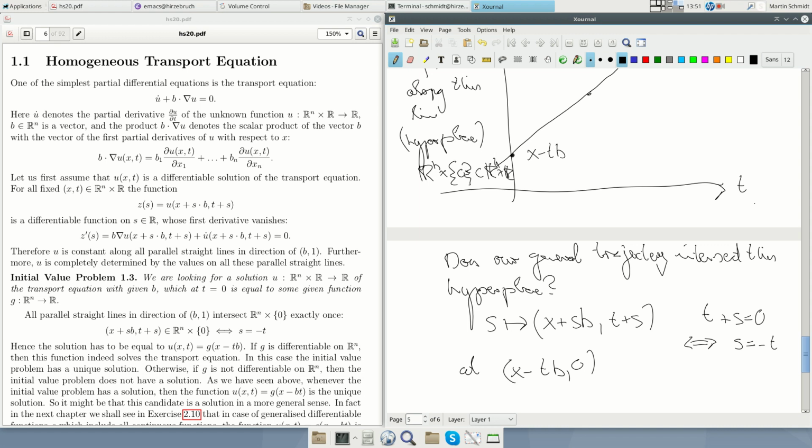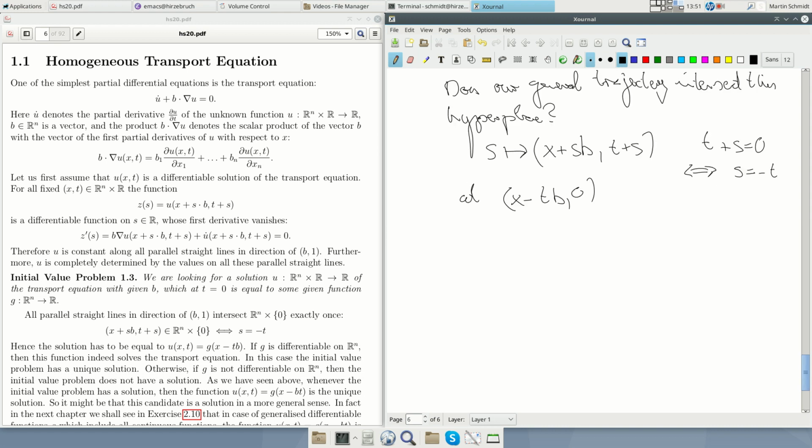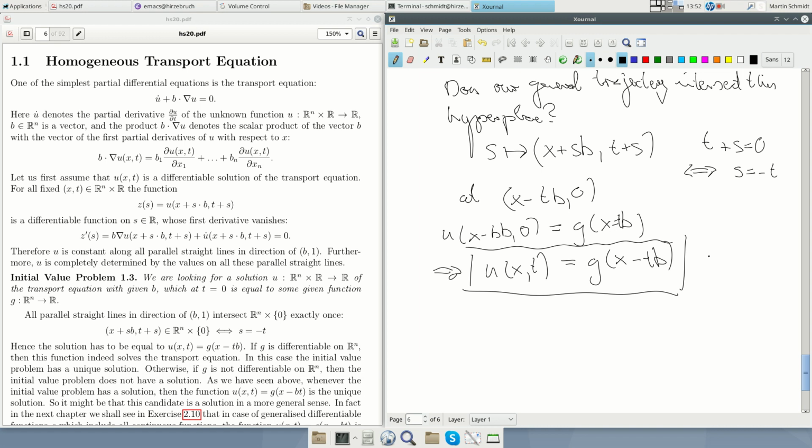And okay, now z is constant. What value do we have? u of (x minus tb, 0) should be g of x minus tb. Sorry, no, for g we don't have a second variable, it's only a function. So what do we obtain? u of (x, t) is equal to g of x minus tb. This is the only possible solution.